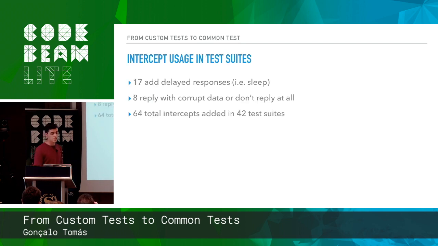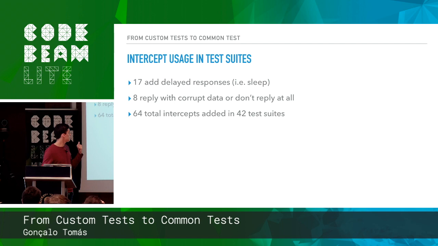Okay, and how is this actually used in practice? There's a total of about 40 test suites that use intercepts, and sometimes more than one intercept is added. And this is key, like I hinted at before, this is key to test the robustness and the assumptions that are being made in React's internal components.